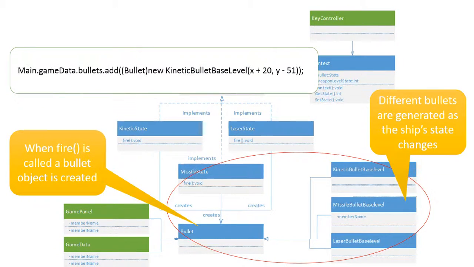Here's a code snippet of how it works. One of these new bullet objects is added and spawned in a specific area. In this case, it is XY, which is the location of the ship, and some offset. Then when it's created, the bullet information is stored in game data and rendered through game panel.